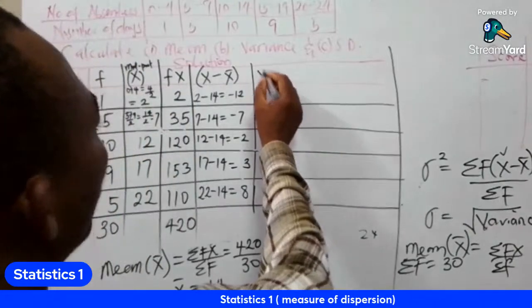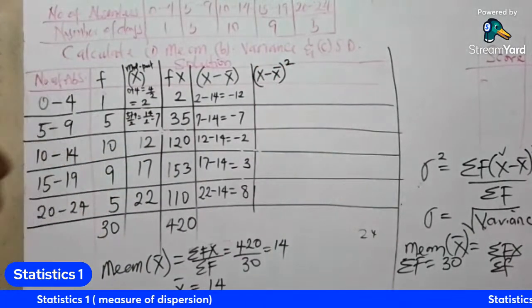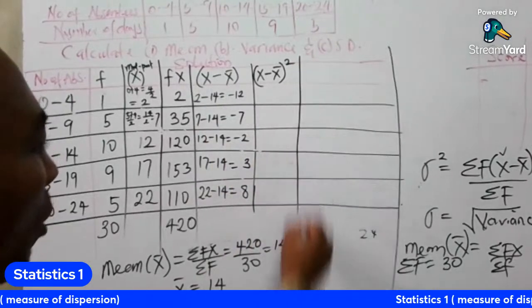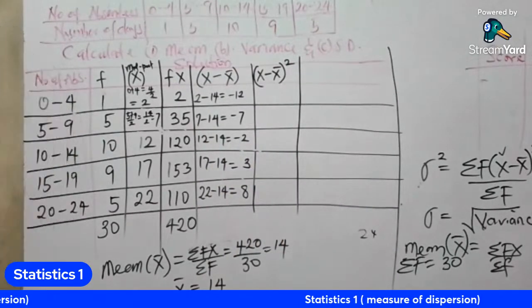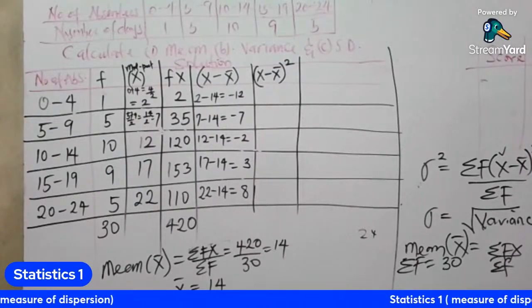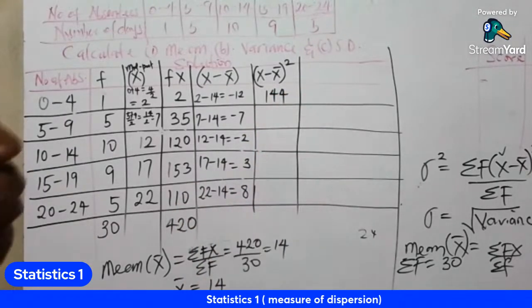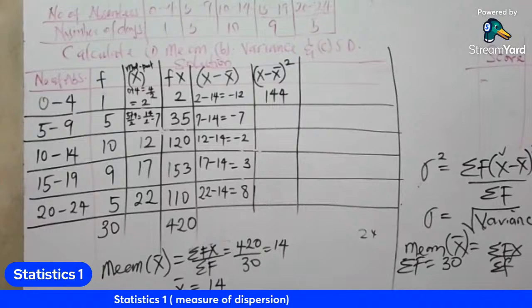So that means I need to get my x minus x bar whole square. That is, I need to square this. In squaring this, if you are using a scientific calculator, that cannot give you stress. Just press minus 12 and you will see the square button on your calculator. When you press it, that will give you positive 144.